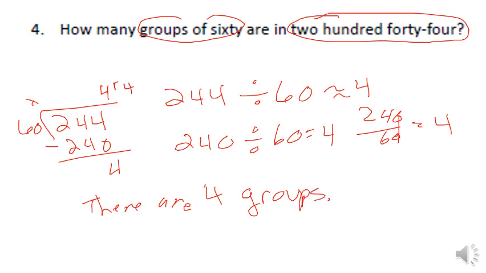Now if we wanted to check this to make sure, we'd go 4 times 60 plus 4. 4 being our quotient, 60 being our divisor, and 4 being our remainder. 4 times 60 is 240, plus 4 equals 244. And it checks, the same thing we have here.